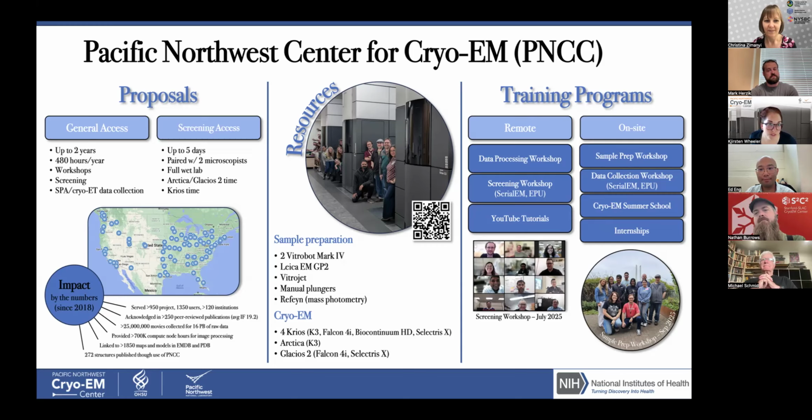All approved proposals are assigned a PNCC staff member known as a scientific point of contact. SPOC is what we end up calling them. They can help you with questions about sample optimization, data collection strategies, and so on, as well as the fact that we have six microscopes that we utilize: Antarctica, Glacios 2, and 4 Krios. In addition to that, we have multiple pieces of equipment for sample preparation.